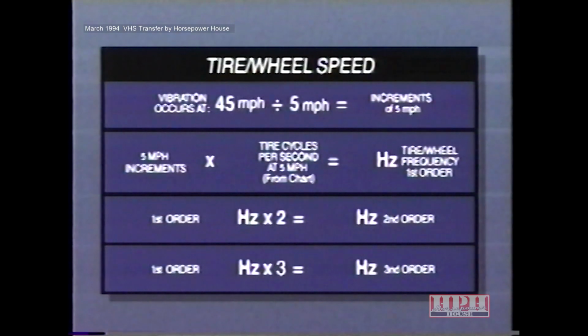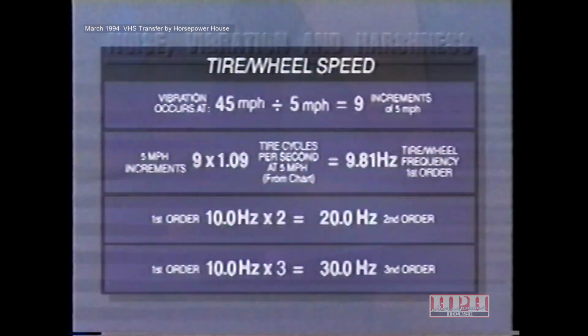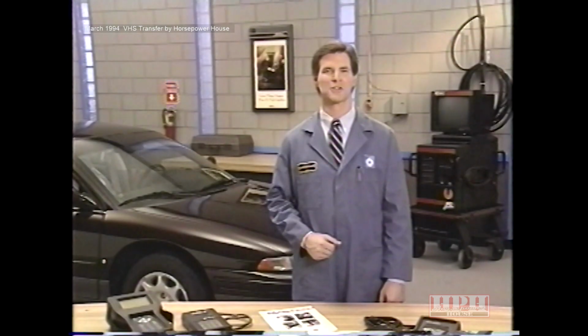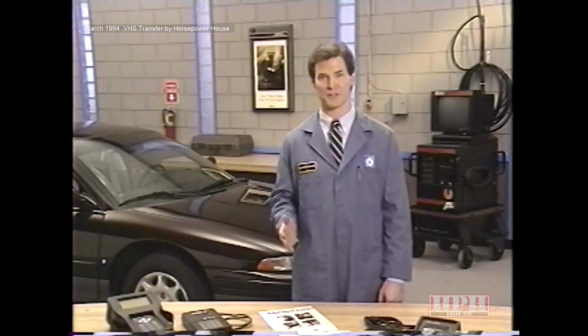45 miles per hour is the speed at which the vibration occurs. 45 divided by 5 equals 9. Multiply 9 by the corresponding tire size frequency at 5 miles per hour, in this case 1.09 Hertz. The resulting wheel speed frequency at 45 miles per hour is 9.81 Hertz, which when rounded off is 10 Hertz. The trouble symptom is definitely an abnormal condition, so the customer's claim is justified.